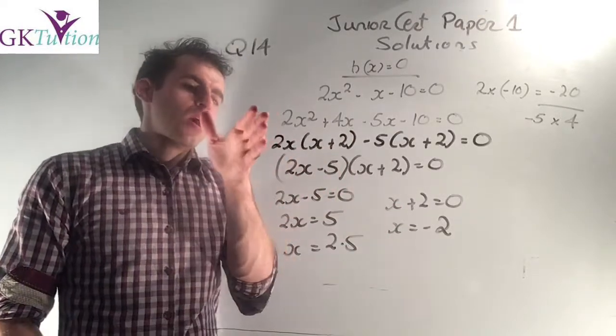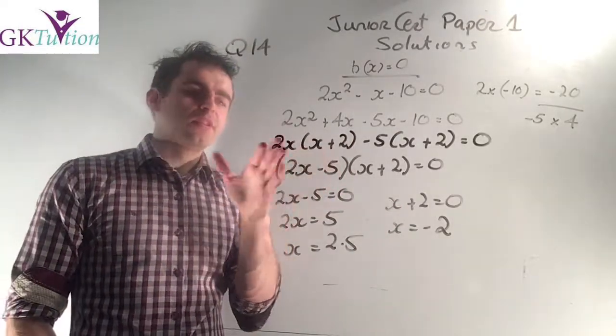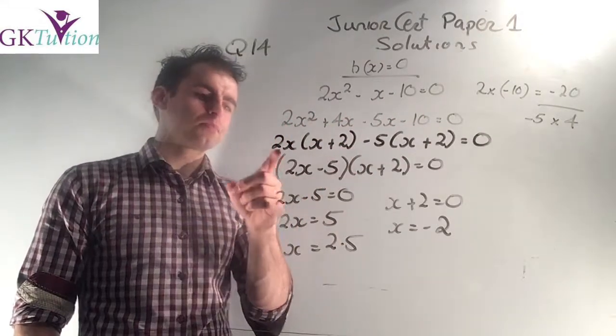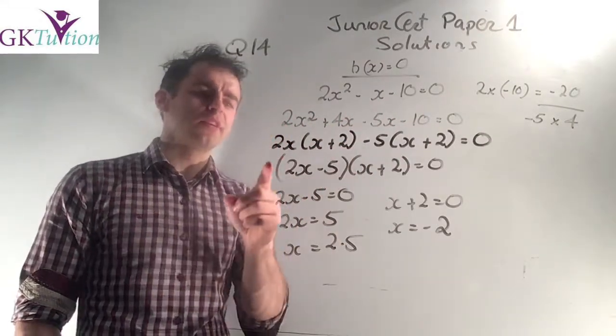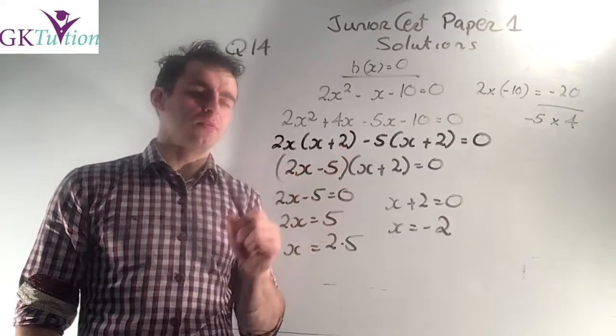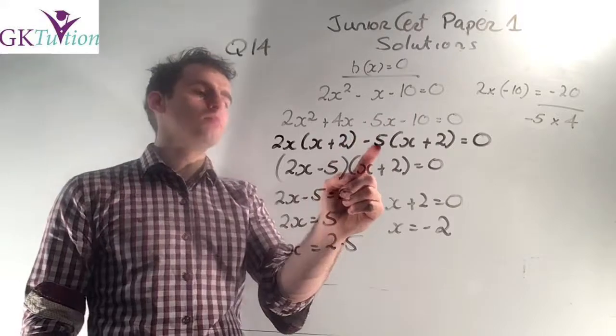When I go from here now, all I have to do is factorize out what's common from the first two and then what's common to the second two. Common to the first two terms here is 2x. If you factorize out 2x, you're left with x plus 2. Common to the second two is minus 5.